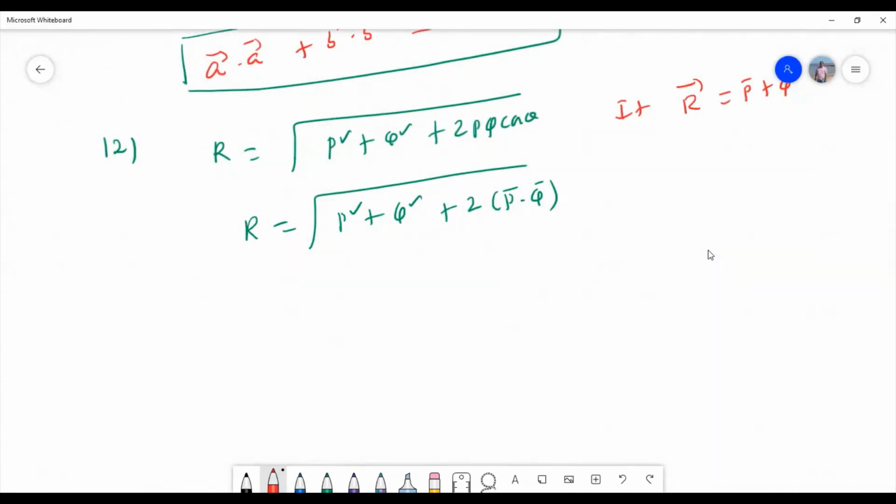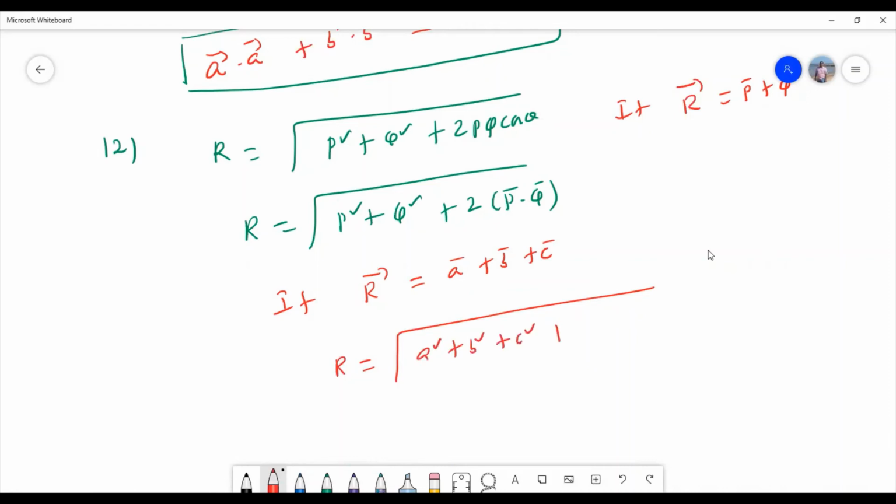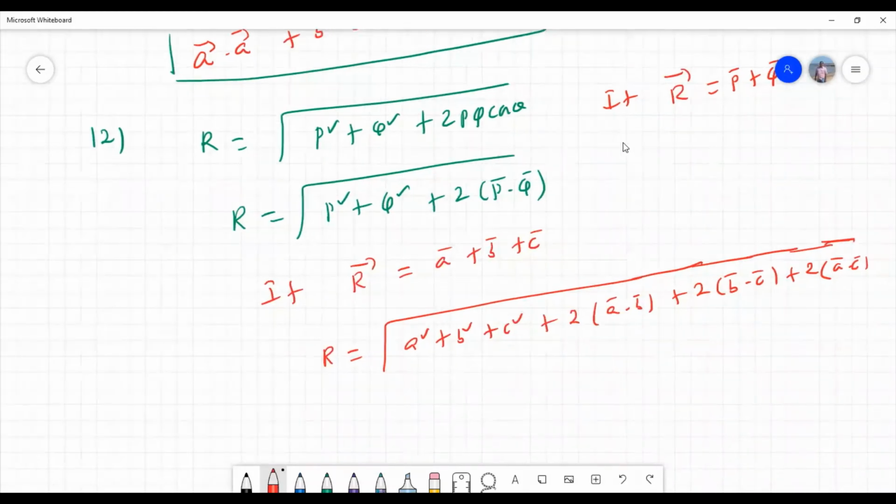The same way, suppose they'll give you R bar is equal to some A bar plus B bar plus C bar. The same resultant I can write as square root of A square plus B square plus C square plus 2 times A bar dot B bar plus 2 times B bar dot C bar plus 2 times A bar dot C bar. We can write the same. In this way also we can express.